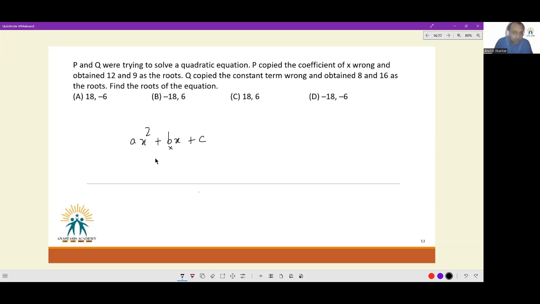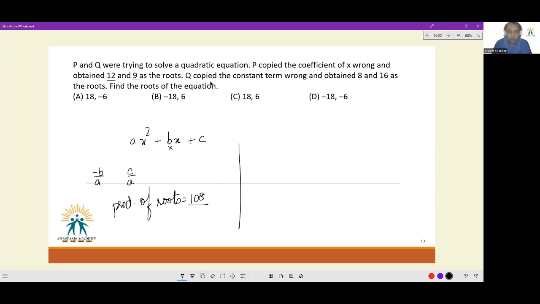the sum of roots that you get, sum of roots is given by minus b by a, and product of roots is given by c by a. If this number is wrong, sum of roots will be incorrect, but product of roots will be correct. And the two roots obtained in this instance are 12 and 9, which tells us for the correct equation, product of roots is equal to 108. For the correct equation, product of roots is 108.